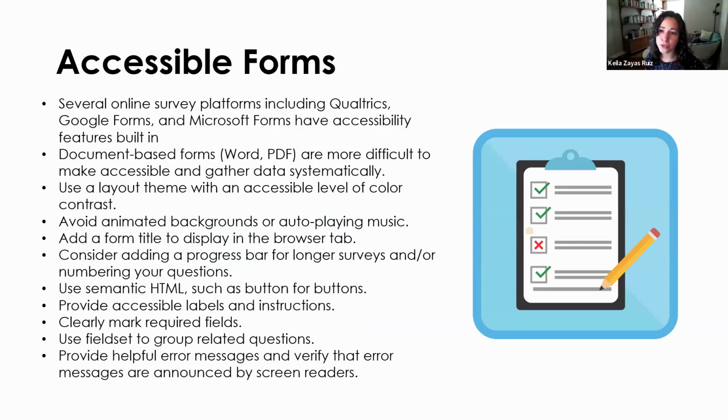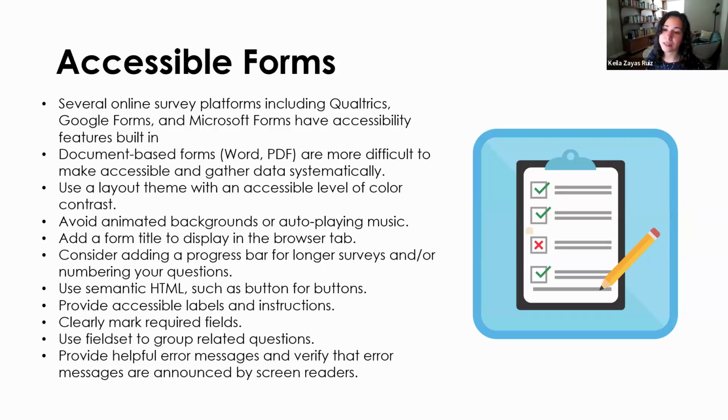So when creating digital forms or surveys, there are a few considerations to ensure you maintain accessibility for all of your users. Several online survey platforms, including Qualtrics, Google Forms, and Microsoft Forms, have accessibility features built in and make it easy to create and maintain forms as well as gather data. They're also user-friendly and mobile responsive.